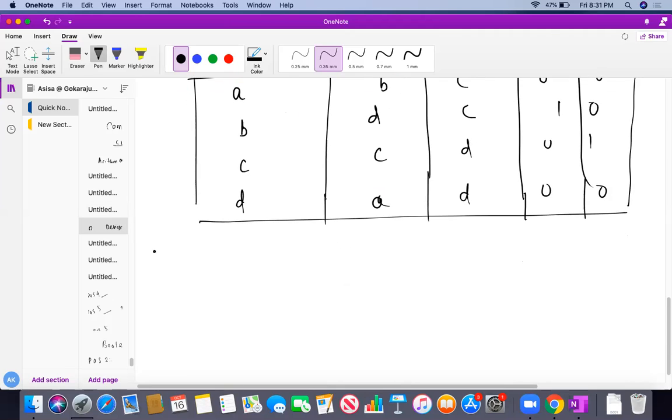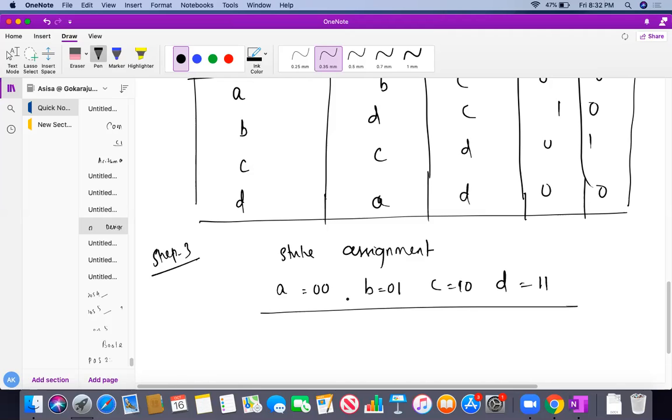Now what is step 3? Step 3 is you have to assign the binary values. That is also called state assignment. What is state assignment? There are the states A, B, C and D. You assign A as 0, 0. B assign as 0, 1. C assign as 1, 0. D assign as 1, 1. This is the way you can assign it. So this is called state assignment.